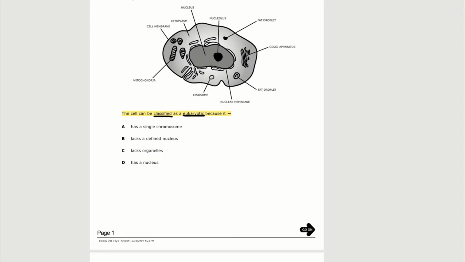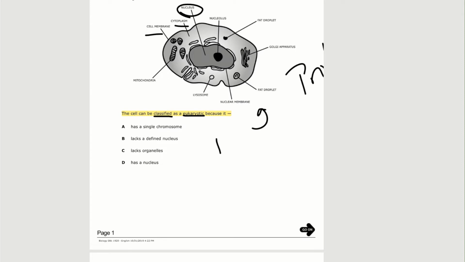So the first one says, the cell can be classified as a eukaryotic because it. Now remember, you should always highlight the question. In this case, it doesn't have a question, but it tells you what to do. It wants you to classify anything that is eukaryotic. So I have to look at the diagram, right? And what do I see? I see cell membrane, cytoplasm, nucleus. That's important. Who has a nucleus? Eukaryotic cells. I know that.